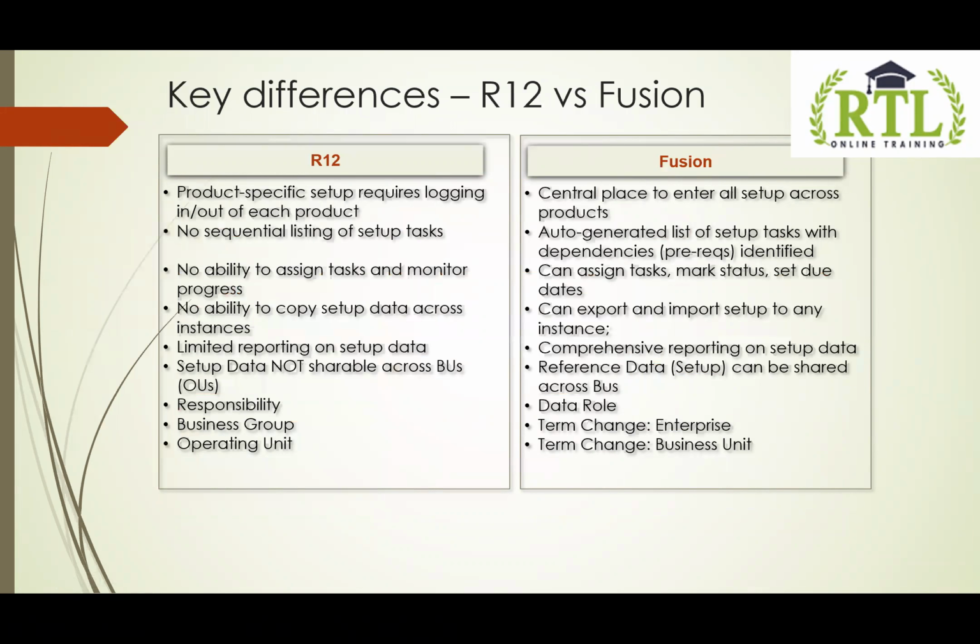Let's say ER transaction types. In EBS, the transaction type should be created at BU level. If I want to use the same transaction type for another BU, you cannot. You have to create another transaction type with a different name in EBS. Whereas in Fusion Cloud, you can use the same transaction type for multiple BUs. That is called reference data sharing, where setups can be shared across the BUs.